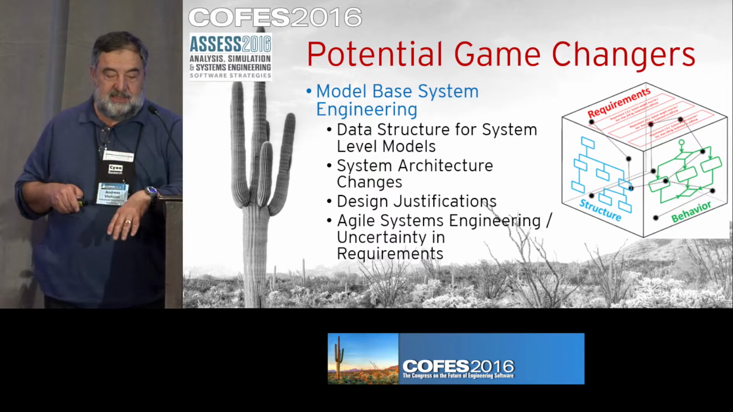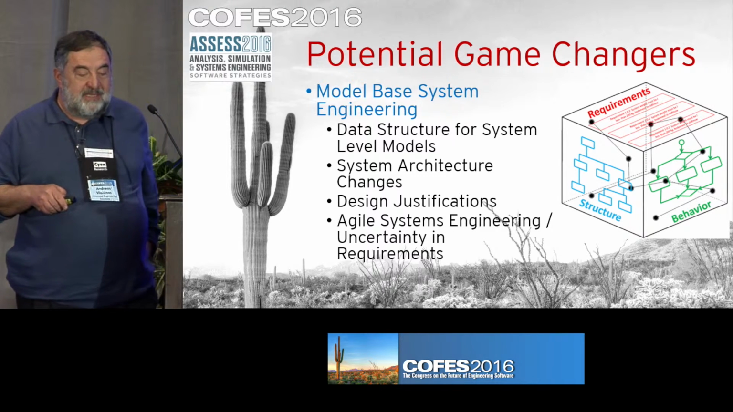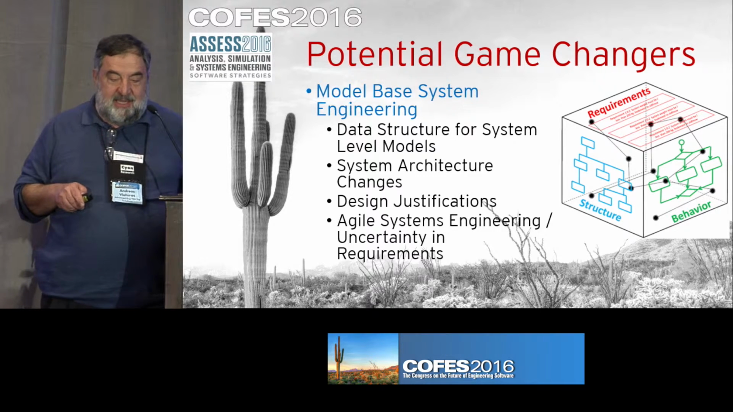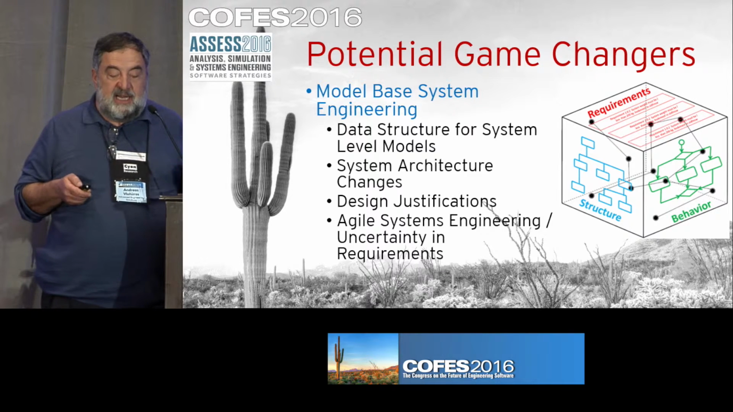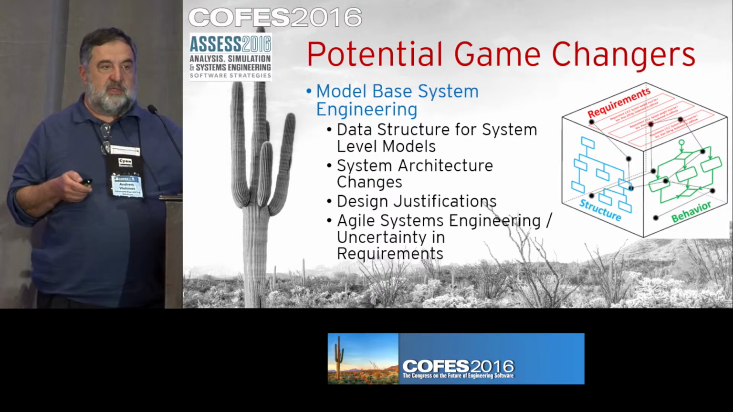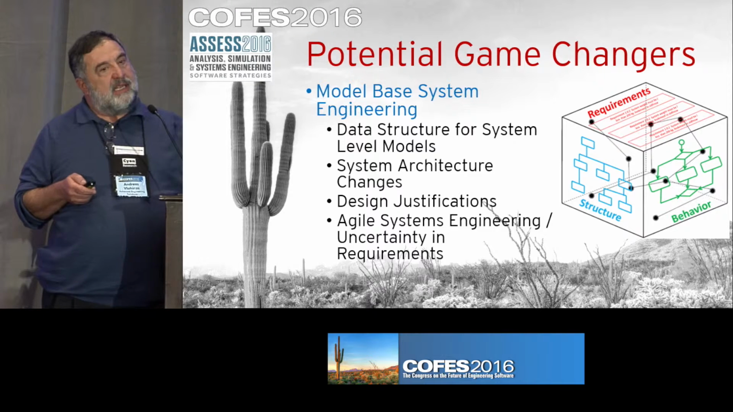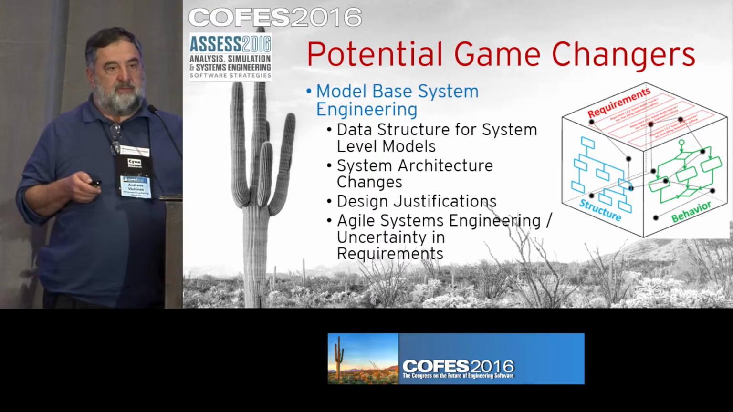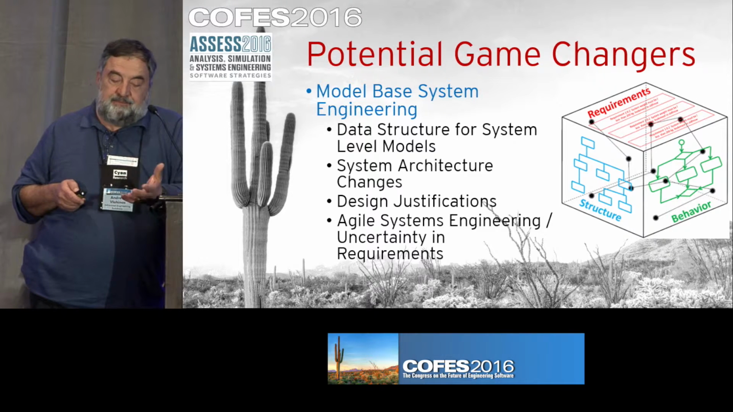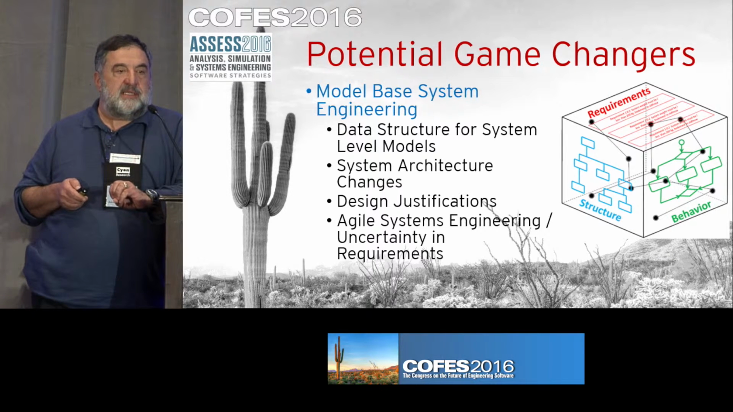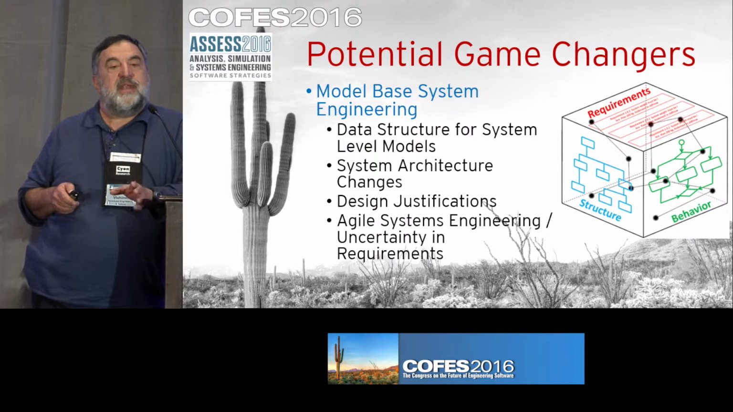Of course, we had a diverse group, so model-based systems engineering was a topic. We can have a data structure for system-level models and the system architecture, so we can have design justifications. Why did we choose that design? So really capture the lessons learned from the previous design process at the system level. And uncertainty: capture the uncertainty in requirements. Hopefully the digital twins will narrow that.